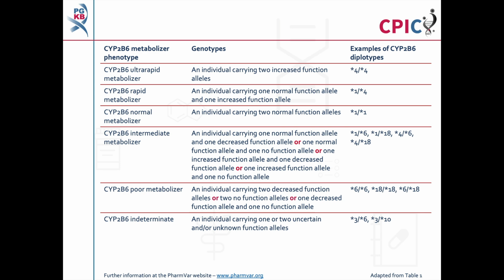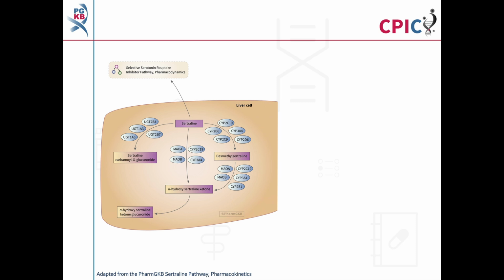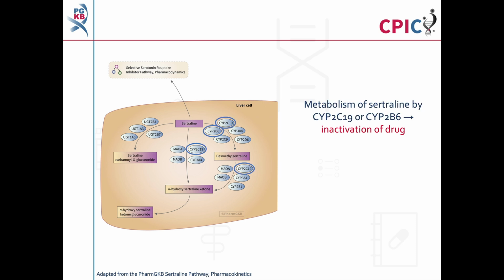alleles which are not detected in the assay. This can include rare increased function, decreased function, and no function alleles, which are not routinely screened for in some genotyping tests. This image is adapted from the PharmGKB sertraline pathway. A link to the original pathway is provided in the description below this video.